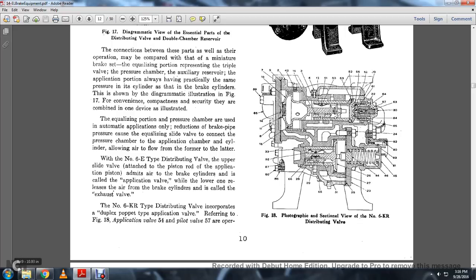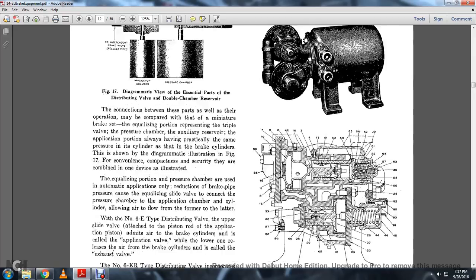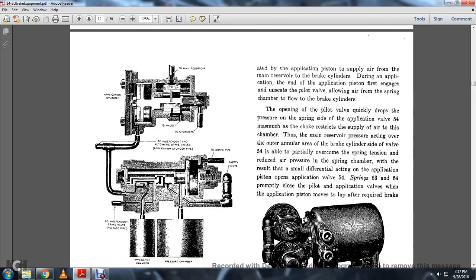In figure 18, the application valve 54 and valve 57 are operated with the application piston and supply air from the main reserve to the brake cylinder during the application. At the end of the application position, the pilot valve first engages and unseats, allowing the air in the spring chamber to flow to the brake cylinder. The opening of the pilot quickly drops the pressure on the spring side of the application valve, and the choke restricts the supply air flowing to this chamber.